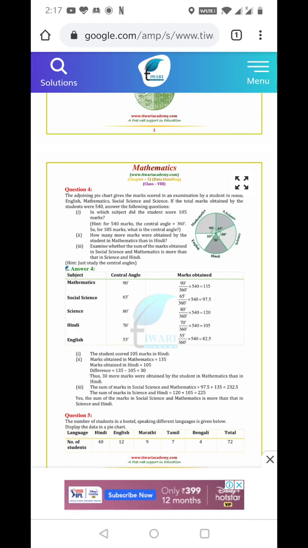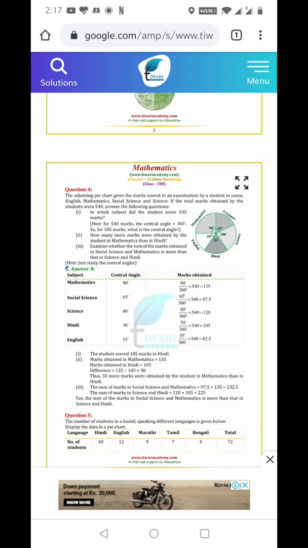So what we are going to do first is mathematics. The central angle is given as 90 degrees, out of 360 degrees, multiplied by the total marks. So that turns out to be 135. In the same way, 65 degrees divided by 360 degrees into 540. In the same way you can do the others.